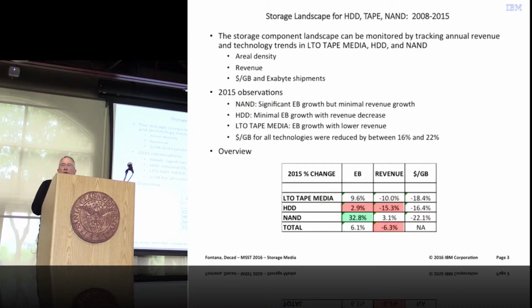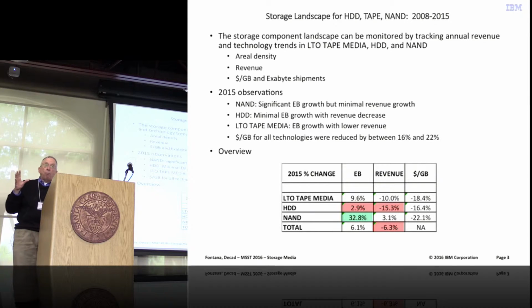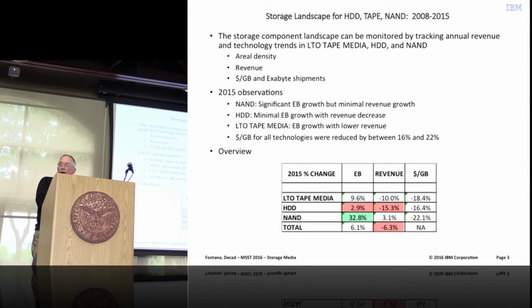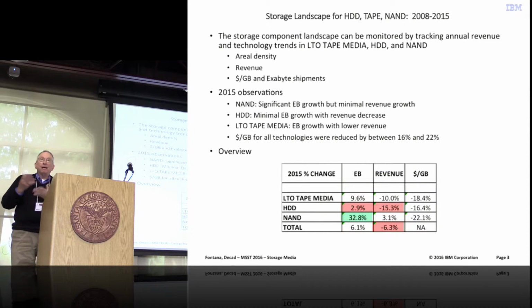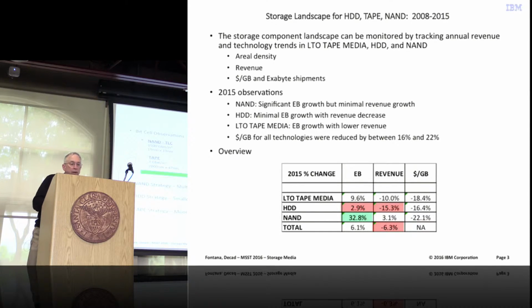What's very interesting here is that for these sets of components, and these are not solid-state drives, this is just the component aspects, you can see that the exabyte shipments went up 6%, but the actual revenue went down, which means some of these technologies lost revenue.